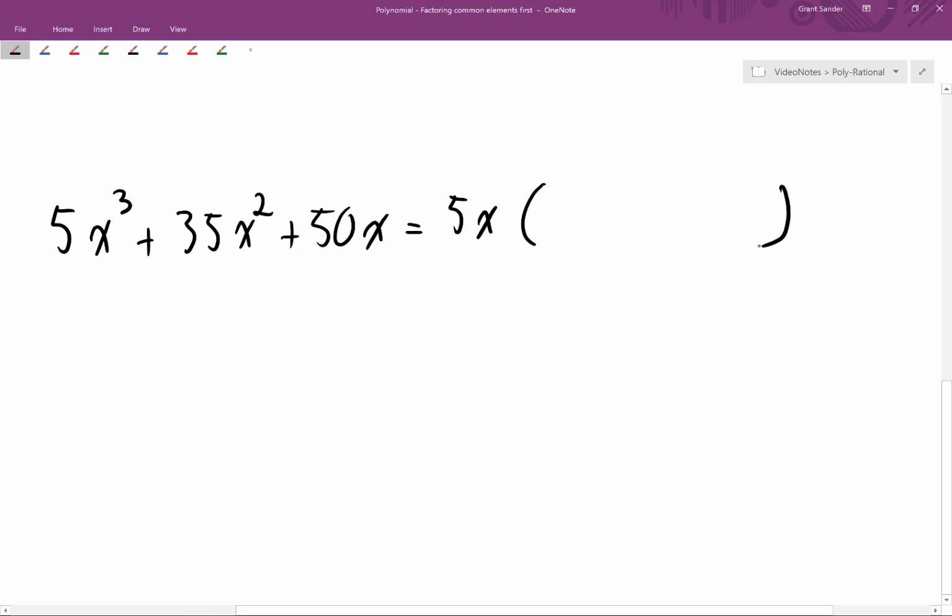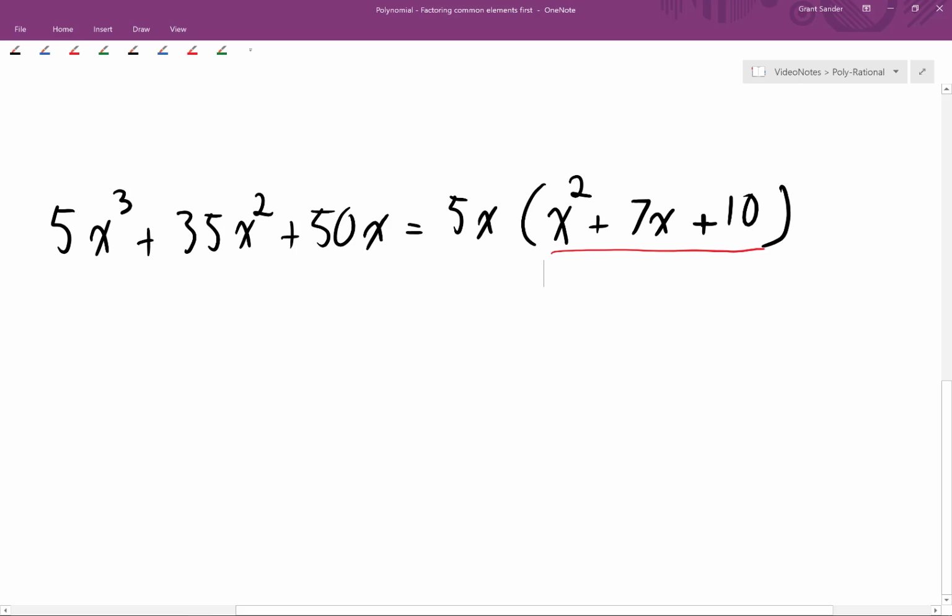If we factor out a 5x from 5x cubed, we're left with x squared. A 5x from 35x squared will leave us with 7x. And then a 5x factored out of 50x just gives us plus 10. Okay, so this x squared plus 7x plus 10, that's an easier polynomial expression for us to factor. So what two numbers multiply to give us 10 and add to give us 7? And that's going to be 5 and 2.